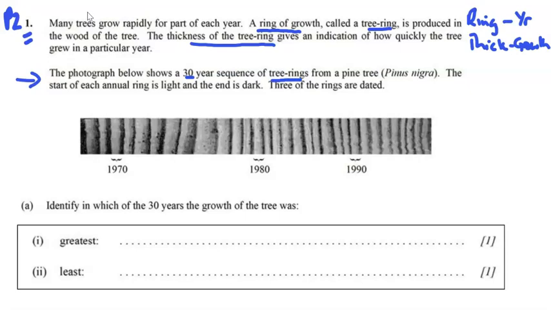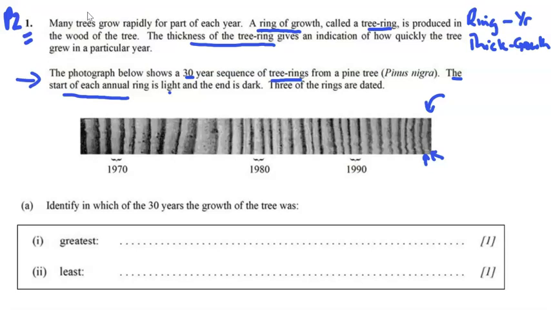So we're expecting to see 30 years of tree rings there. This is an important last sentence here, which says that the start of each annual ring is light and dark at the end. So if we take a look here, we can see that it is light there, but the end of the year is here. So it's important we recognize that as we identify particular years of growth. And we have 1970, 80 and 90 identified for us.